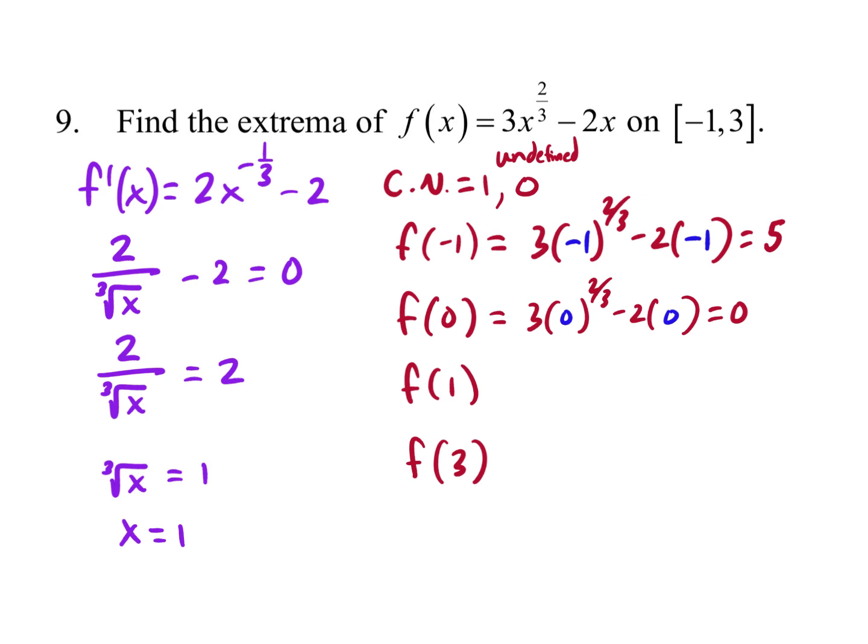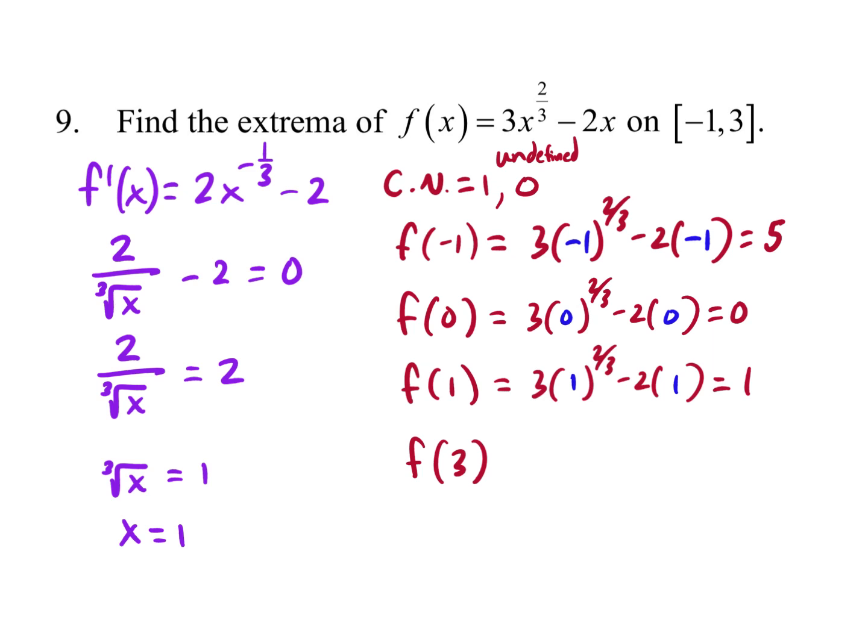Okay. 1 is going to be the same as negative 1, except it's going to change here. This part will be the same. 1 to the 2/3 is still 1. But now instead of being plus 2, it becomes minus 2 because this is positive. So this ends up being 3 minus 2, which is 1.